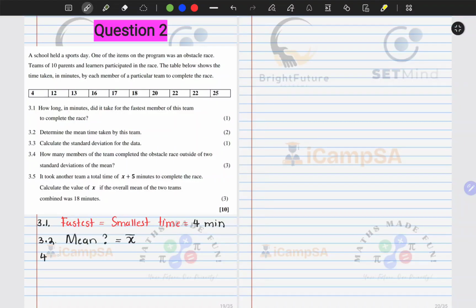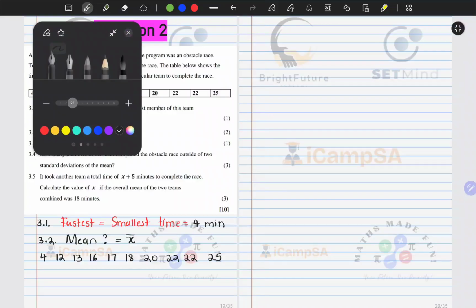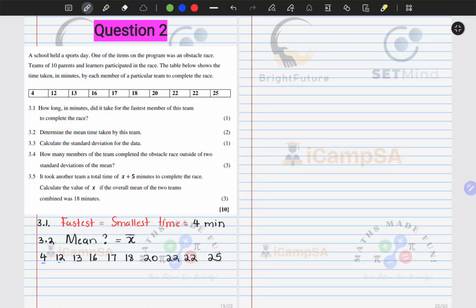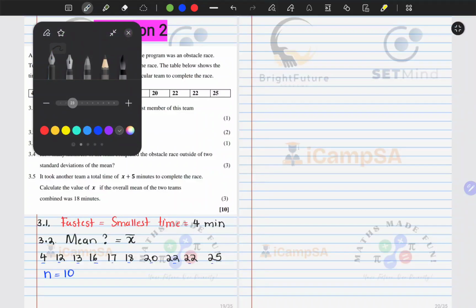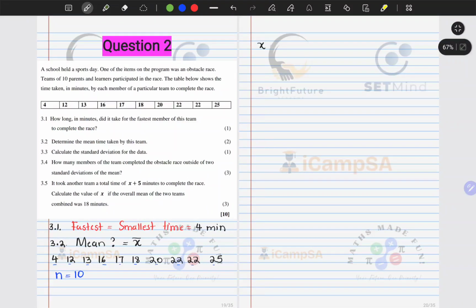If you observe carefully, we have 4, 12, 13, 16, 17, 18, 20, 22, 22, and 25. If you quickly count to find n, you have 1, 2, 3, 4, 5, 6, 7, 8, 9, 10. So our n is 10, and it was in part already given. So our mean x-bar will simply be the data we have here summed and divided by n.